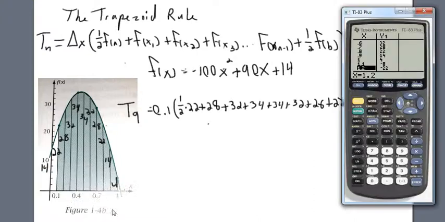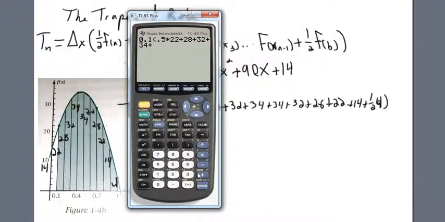So everything is times 0.1, and then we have 1/2 times 22 plus 28 plus 32 plus 34 plus a second 34 plus 32 plus 28 plus 22 plus 14, and then plus 1/2 of 4.